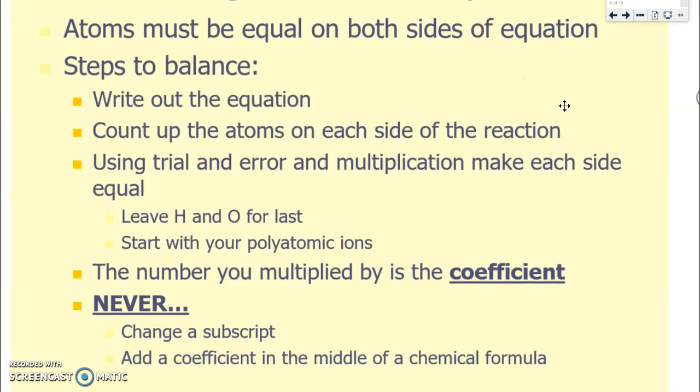And then a couple of things to never do. You're never going to change a subscript. H2O and H2O2 are very different. And you would never add a coefficient in the middle of a chemical formula. It always has to go out front. So let's do a couple.